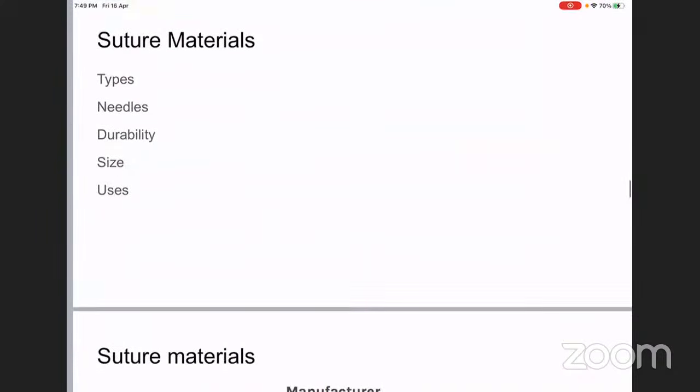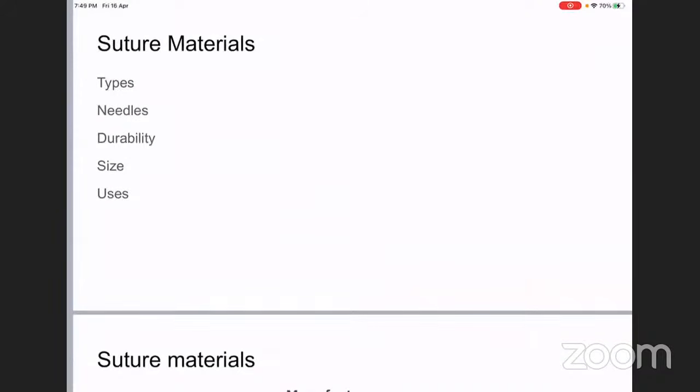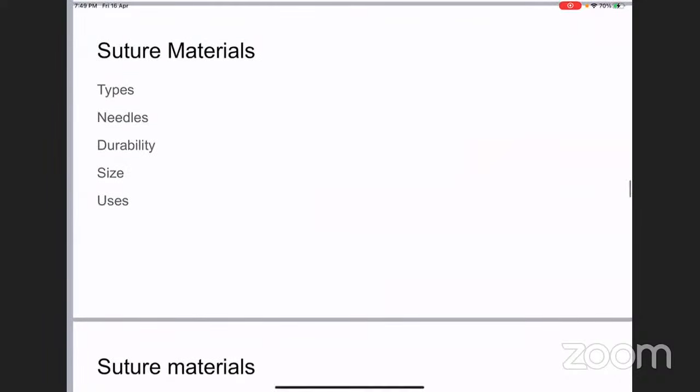Now let us move on to a very, very important topic: suture materials. Most people are overwhelmed with the concept of suture materials, about things like how do you choose the suture material, how do you choose the type of needle, how do you choose the size of the suture material, how exactly do you make these decisions? To make this very easy for you, I will talk about different types of suture materials. Based on the origin of the suture material, they can be classified as natural and synthetic.